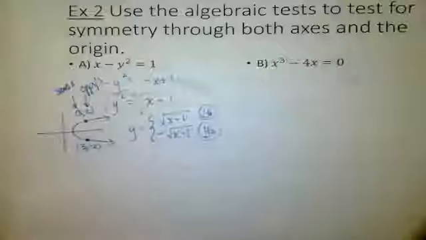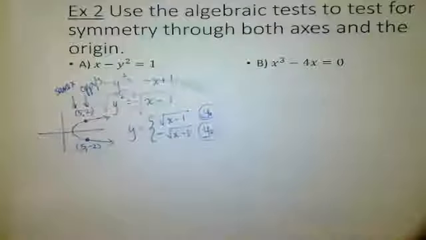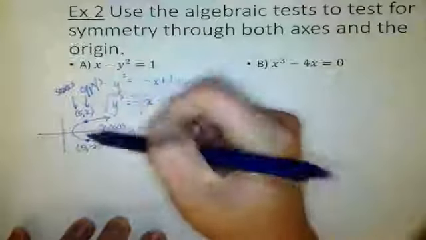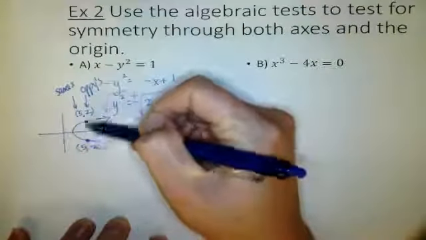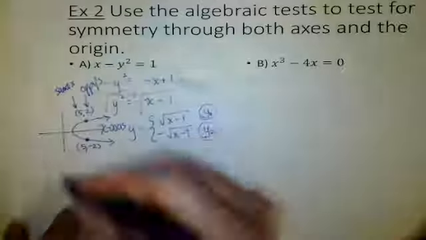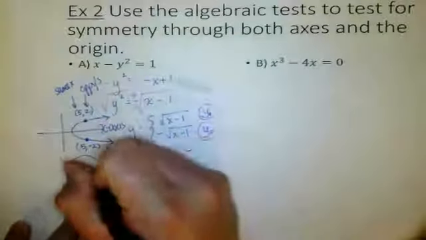Is this symmetry with respect to the y-axis, x-axis, or origin? X-axis. That's what we think, right? That makes sense. That's being reflected across the x-axis. Okay. So this is symmetry with respect to the x-axis. What we want to do is we want to do the algebra for it.